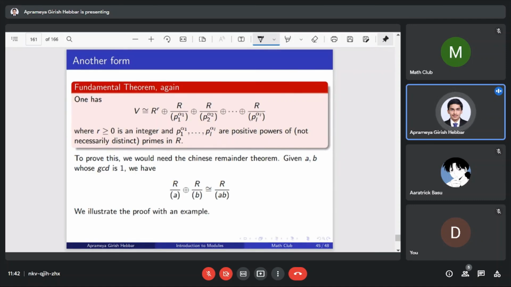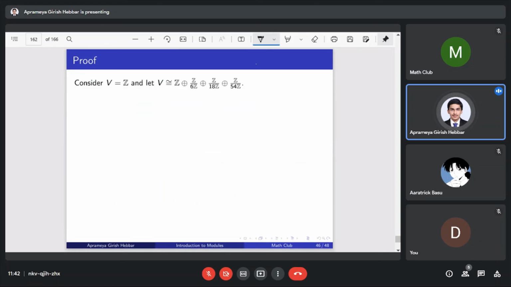So in order to prove this, you need what is known as the Chinese remainder theorem. And this says that given A and B whose GCD is 1, you can always write R over AB as R over A cross R over B, or the direct sum of R over A and R over B. So let's see the proof with an example. If you have V isomorphic to Z direct sum Z over 6Z and Z over 18Z, Z over 54Z, if this is the invariant factor form, right? These are called invariant factors. So how do you do that?